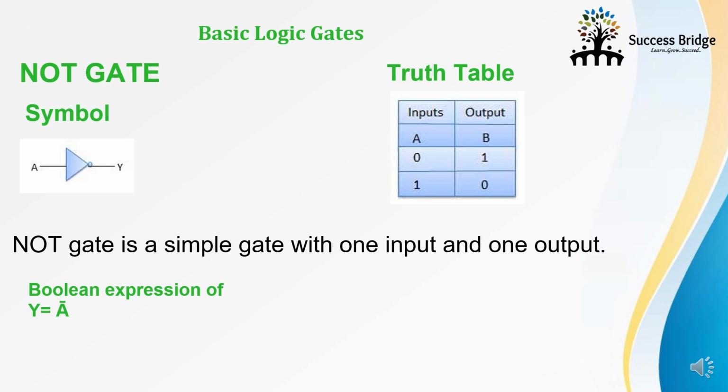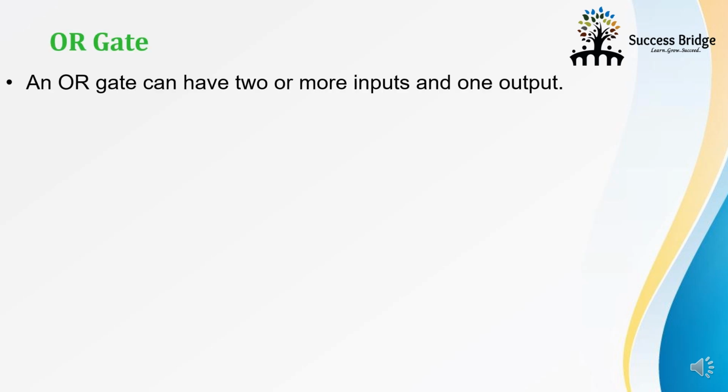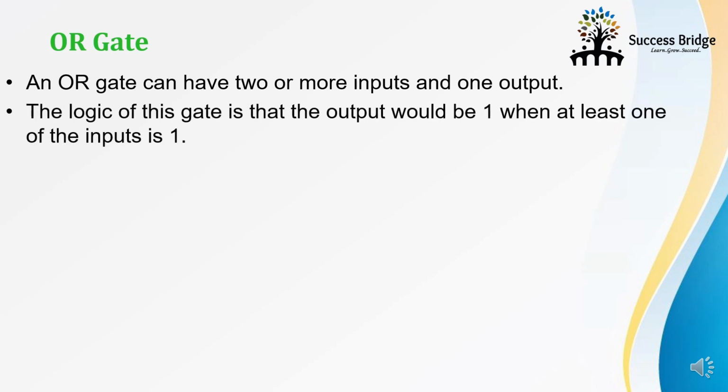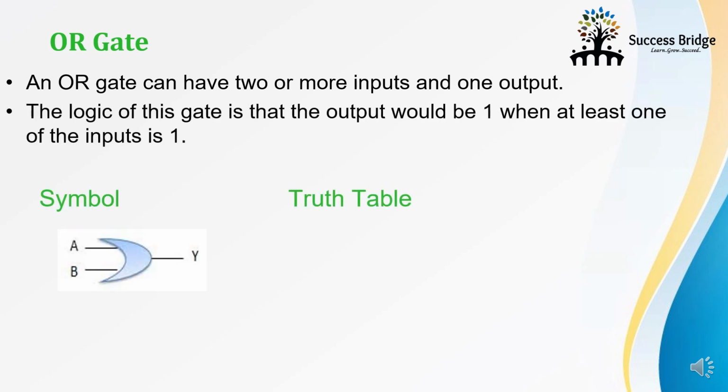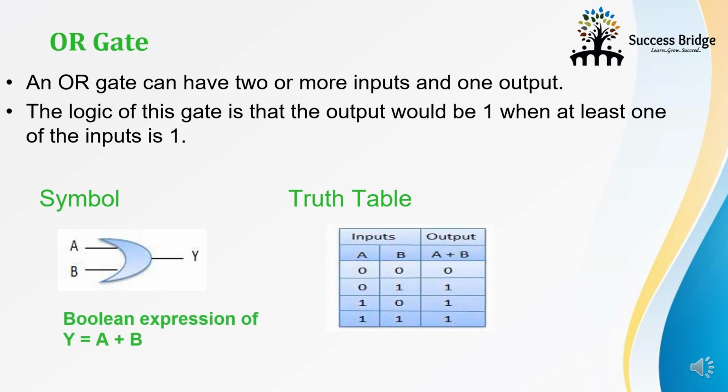Let's see the next logic gate, the OR gate. The OR gate can have two or more inputs and one output. This is the logic representation of the OR gate. A and B are the inputs, Y is the output. Let's discuss more with the help of the truth table. A and B are the inputs, and the output is A plus B, that is Y.